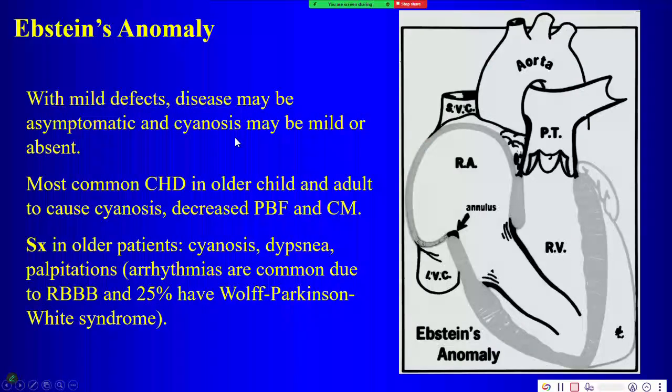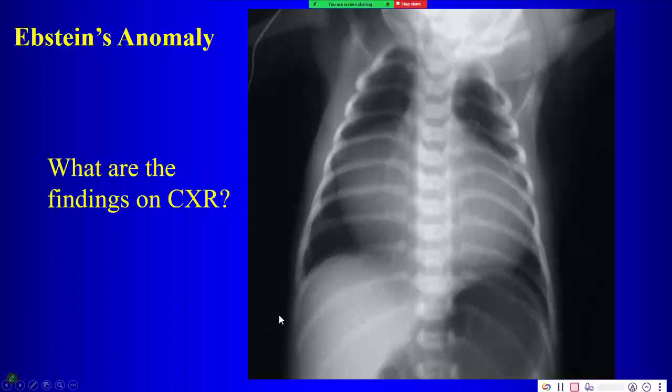But with mild disease, it can be asymptomatic until adulthood, and this is the most common cyanotic congenital heart disease that might present in the adult: a mild form of Ebstein's anomaly. Another abnormality that can be associated with this is arrhythmias. So arrhythmias can also be associated with Ebstein's anomaly.